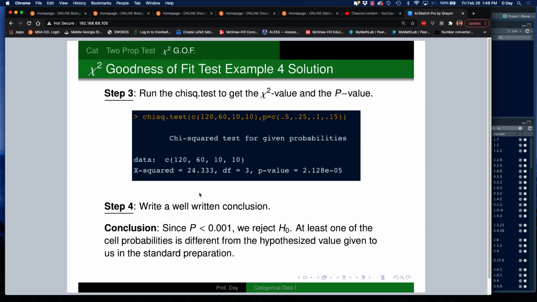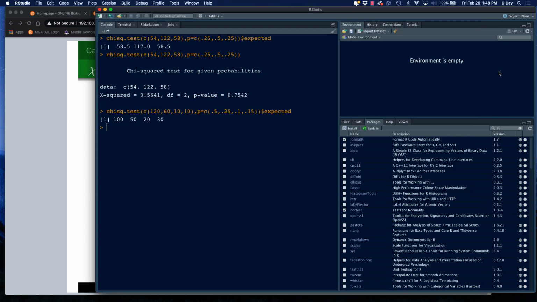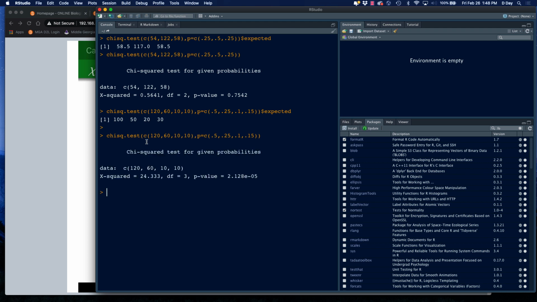Step 3 is we actually run that chi-square test. In R, since I've already run the expected value version, I just push up on the arrow key once and erase the word expected and the dollar sign. Run it again. We get a very small p-value, which means we're going to reject the null hypothesis.